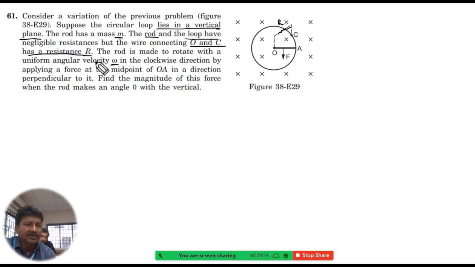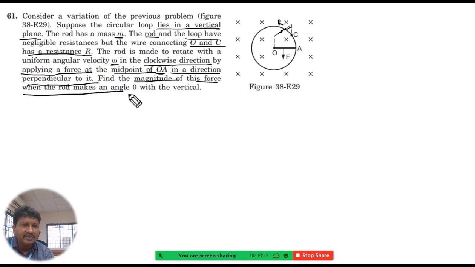The rod is made to rotate with uniform angular velocity in the clockwise direction by applying a force at the midpoint of OA, in the direction perpendicular to it. Find the magnitude of this force when the rod makes an angle theta with the vertical.